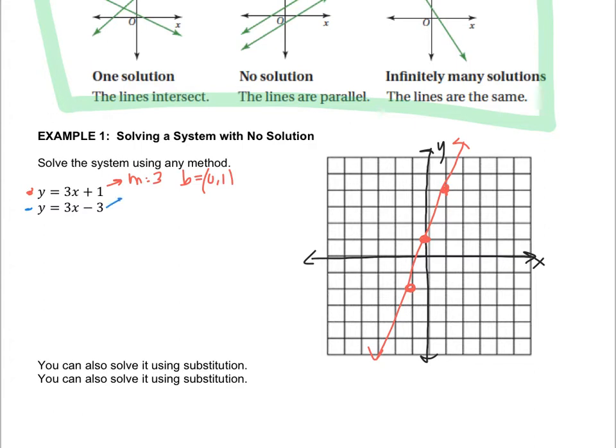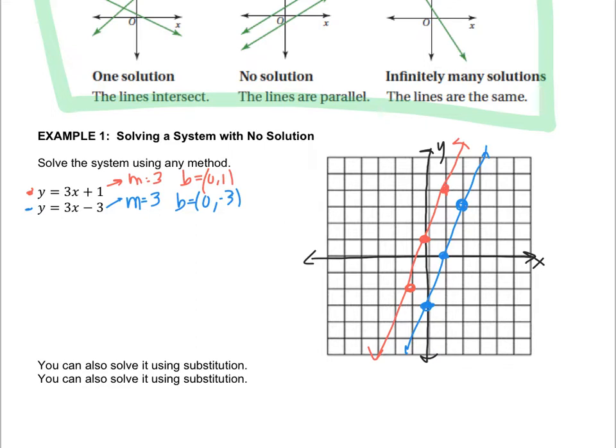The second equation has a slope of 3 and a y-intercept of -3. So I'm going to put a dot at -3. I'm going to go up 3, right 1. I have enough space to do that again. And now let's make the line. And what you'll notice is that the lines are parallel.